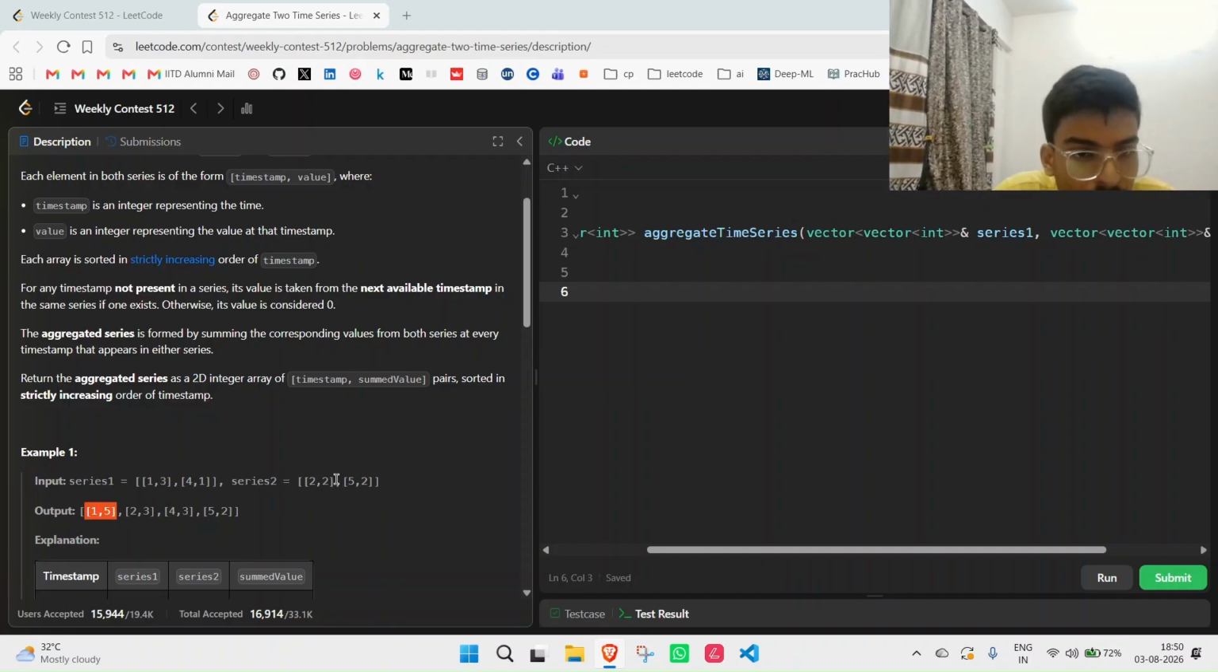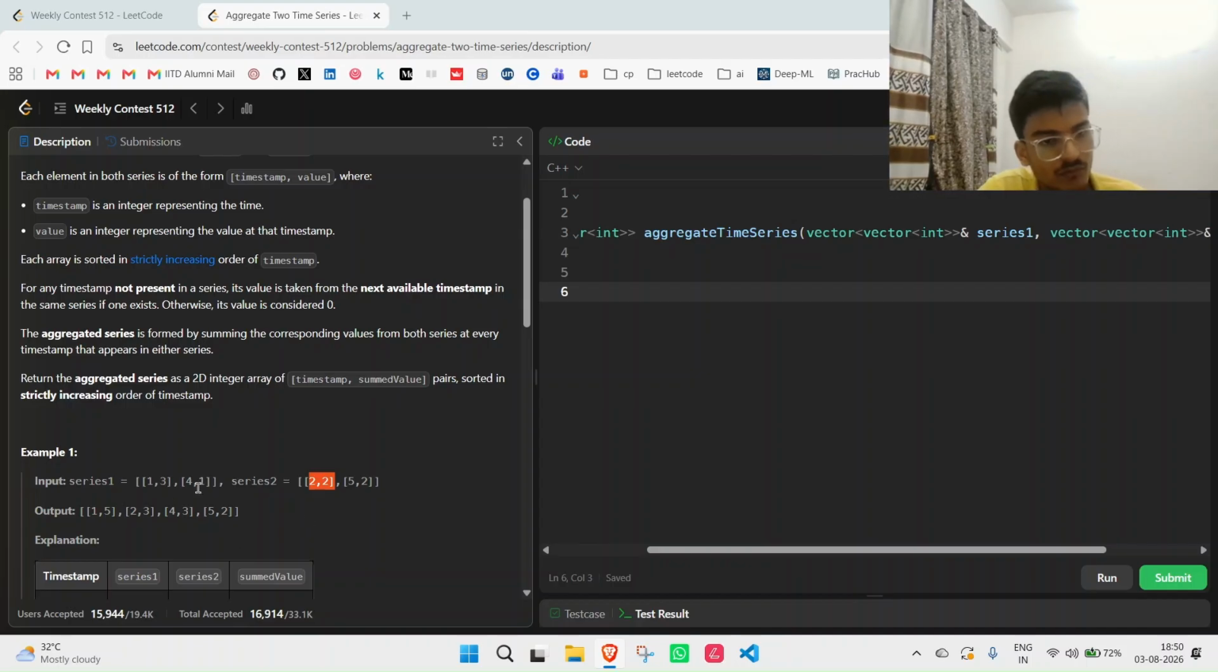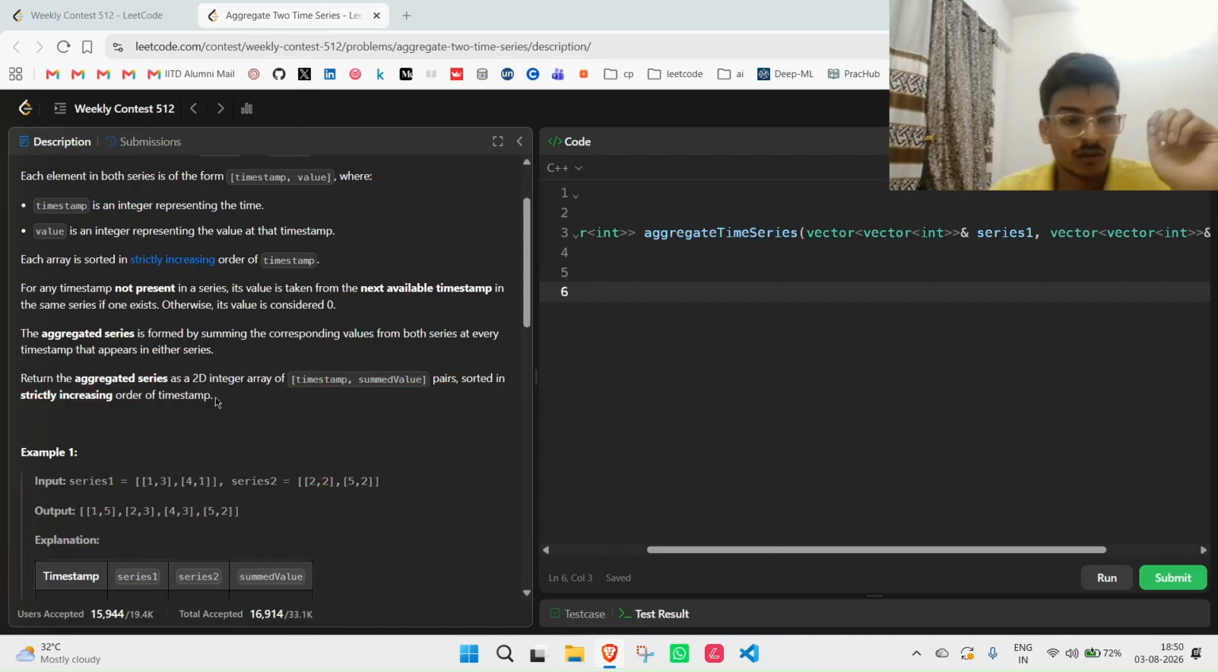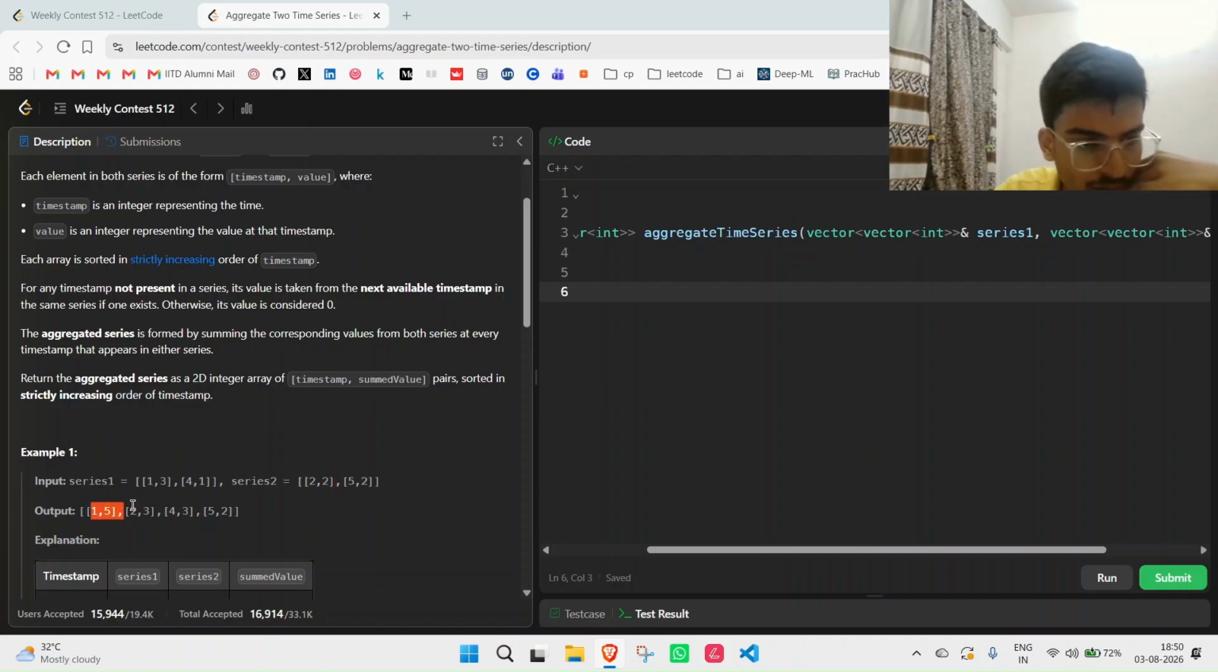Next available timestamp, so this one is used. Consider it to be used. Next we come to 2; 2 is the next smallest one, not 4. We have to maintain the aggregated series also in strictly increasing order of timestamp. That's why we are taking this 2 after 1 comma 5. So this has been processed.